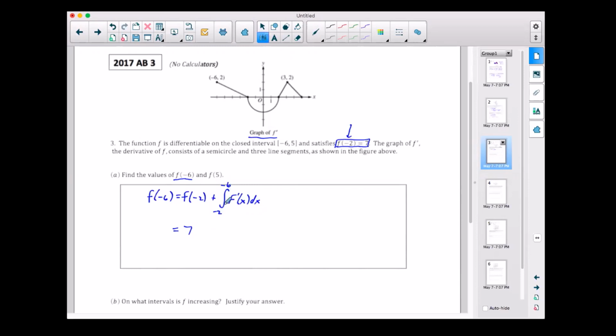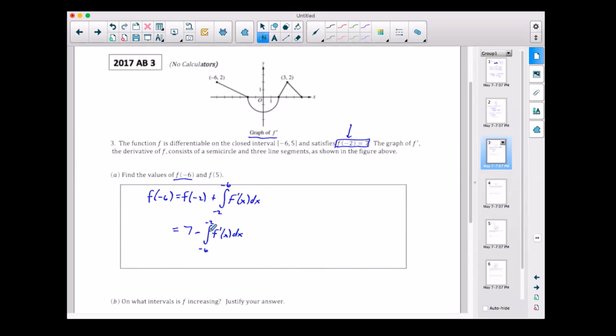And then notice, we don't really want our bounds to be in this order. We always want the lower bound on bottom. It's kind of a proper integral. And so if they're ever in the wrong order, we can flip those two bounds around, right? We can go ahead and make it -6 to -2. But when you flip the bounds, it makes the sign the opposite. So now it becomes subtraction instead of addition. So now we have 7 minus the integral from -6 to -2 of this graph.